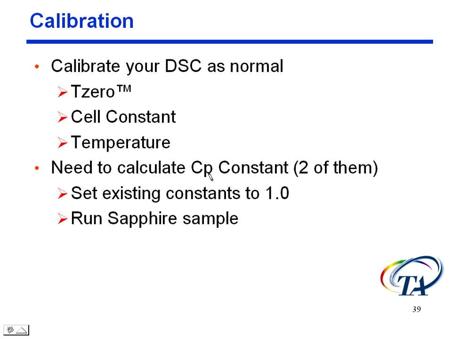Now what you need to do is to calculate the heat capacity constant. There's two of them. One's a total heat capacity cell constant. One is a reversing heat capacity cell constant. And we're going to go through the steps here, but you may have to set the existing constants to 1, and I'm going to show you how to do that, and then have to run a sapphire sample.